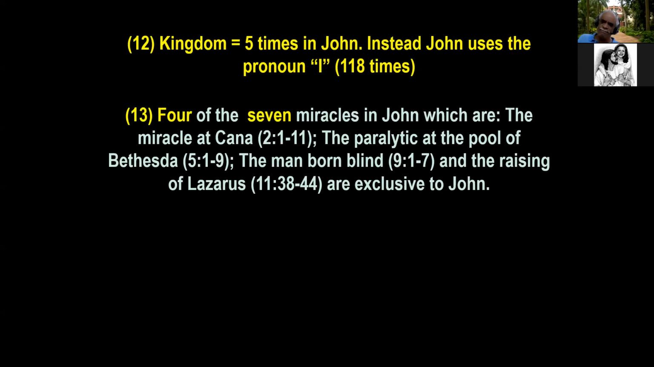However, the paralytic at the pool of Bethesda, which is in John 5:1-9, is narrated in quite a different way, as is the miracle of the man born blind. There are healings of the blind in Matthew, Mark, and Luke. For example, in Mark chapter 8, verses 22-26, there is the healing of the blind man in two stages. In Mark chapter 10, verses 46-52, there is the healing of blind Bartimaeus. However, the healing of this man in the Gospel of John is very differently narrated from that of the Synoptic Gospels.